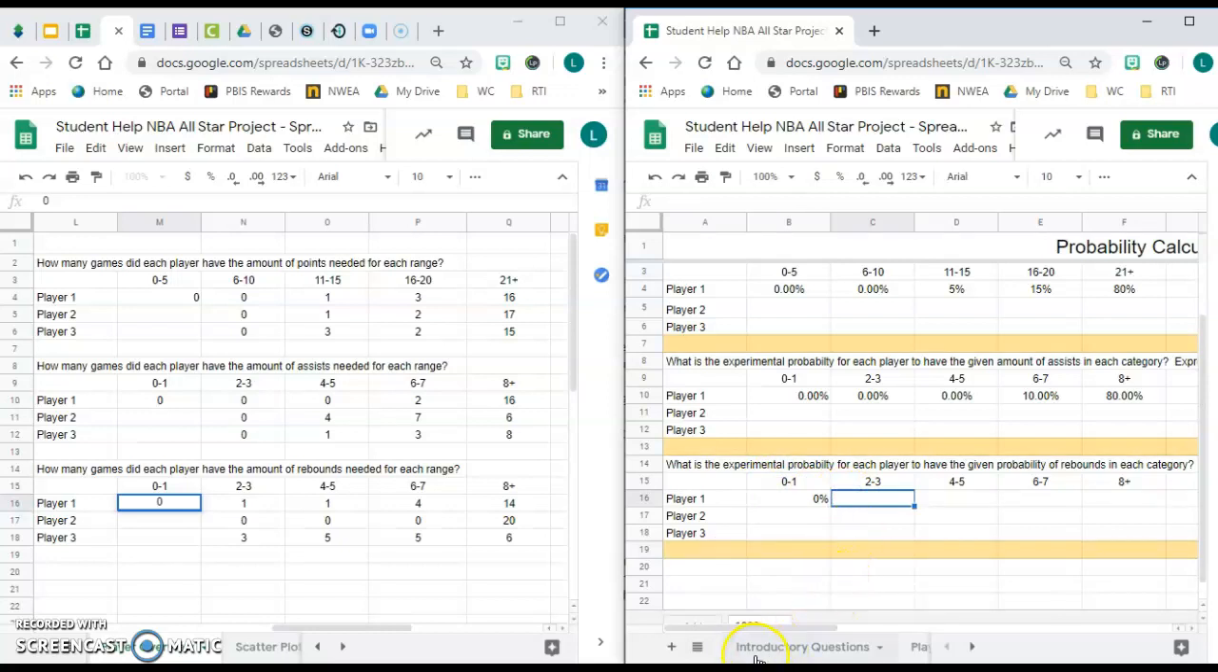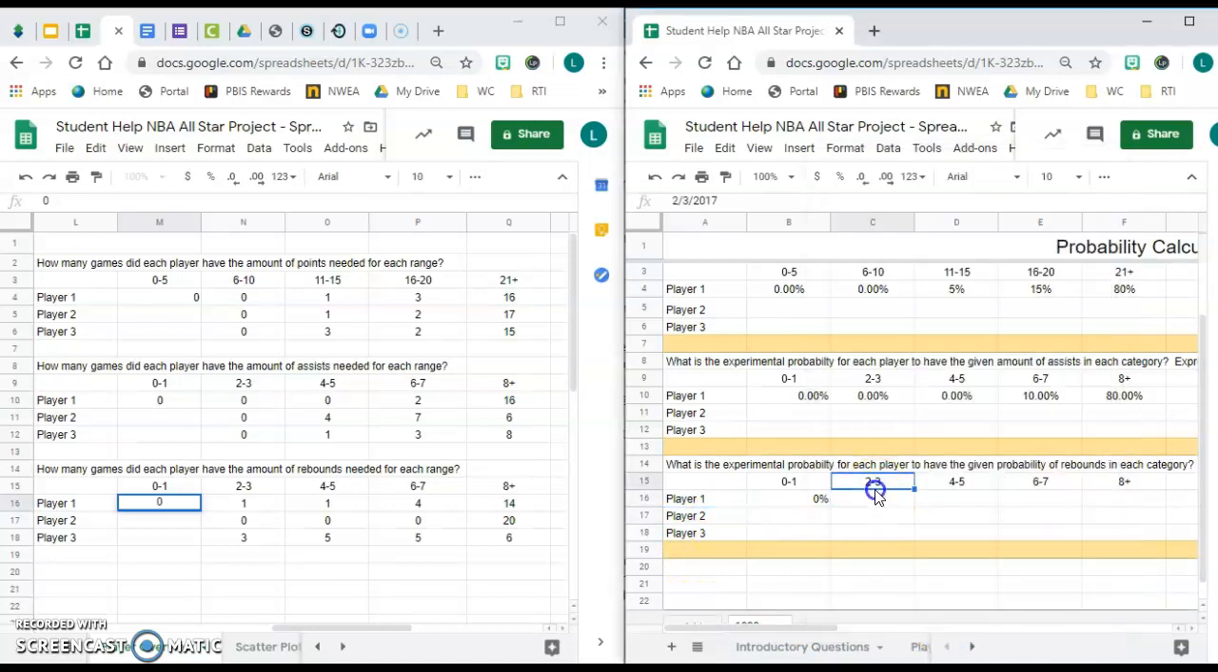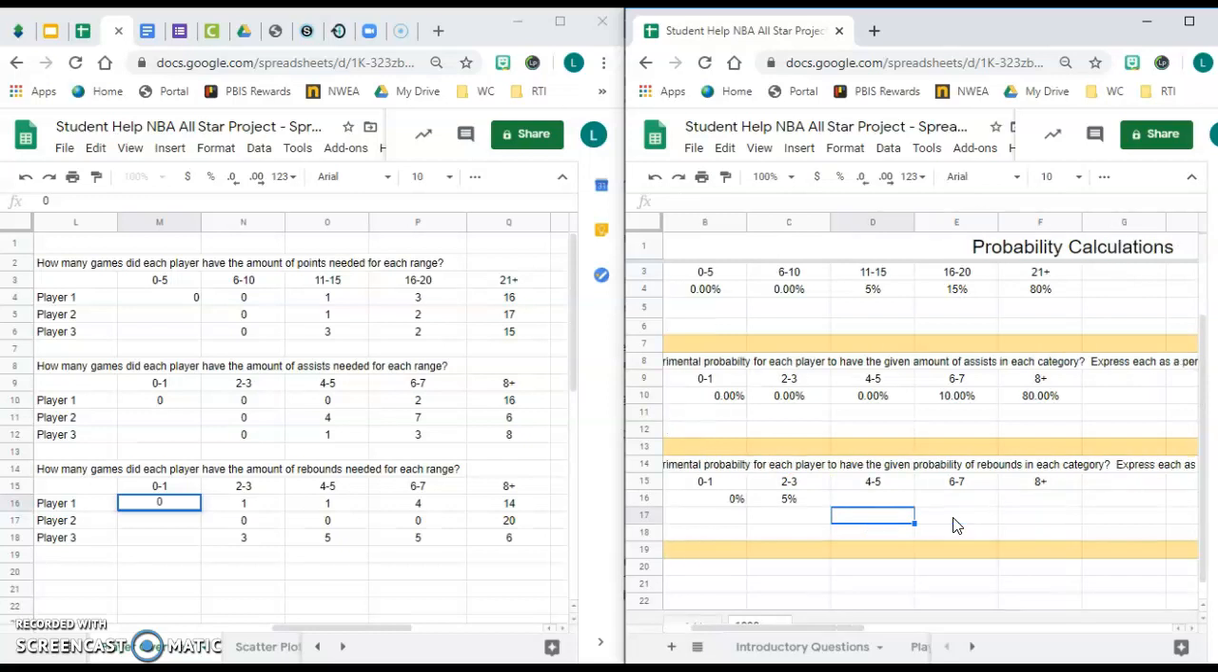One time he had between 2 to 3 rebounds, so 1 divided by 20. So hopefully you're getting the whole gist. You divide by 20 and then times 100, and we get 5. So we have 5, and then I'm just going to put the percent sign there because it's not showing up. And so that's what we're going to do for all of them.